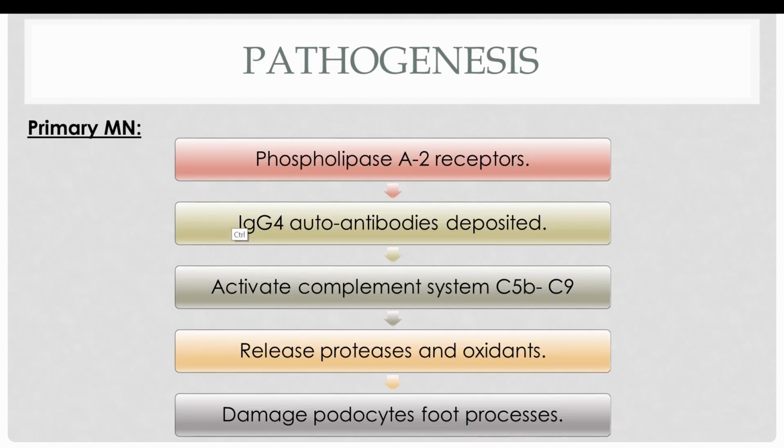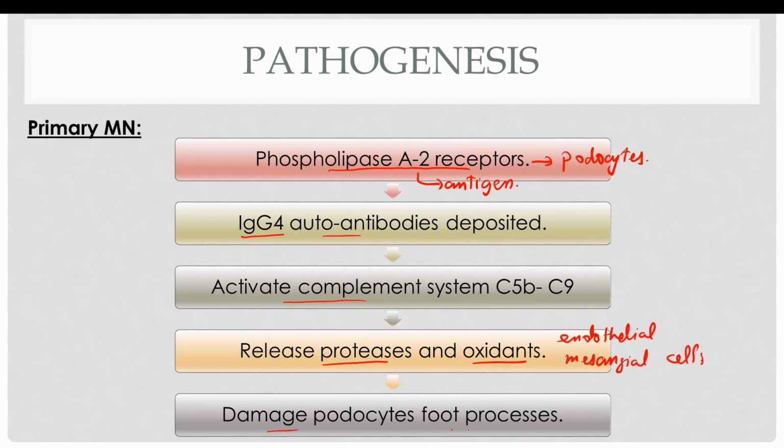Coming to the pathogenesis of primary membranous nephropathy. There is phospholipase A2 receptor, which is present on the podocytes and acts as an antigen. A specific type of IgG antibody known as IgG4 autoantibodies is formed and immune complexes are deposited, which activate the complement system, resulting in release of proteases and oxidants from endothelial and mesangial cells, resulting in damage of the podocytes' foot processes.